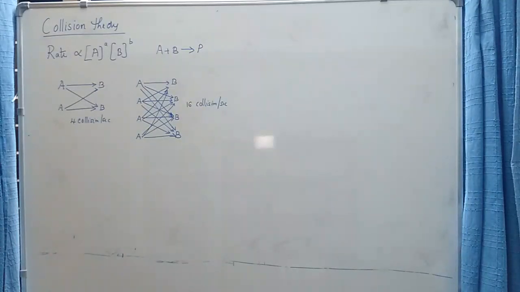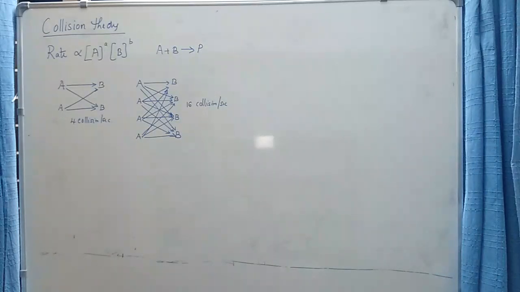In the early stage, the collision theory was developed in order to explain the effect of concentration on the rate of the reaction. If you have a reaction A plus B giving product, the rate equation can be written as: rate is directly proportional to concentration of A to the power a and concentration of B to the power b. Greater the reactant concentration, faster is the reaction. So it was not a surprise to propose that the rate of the reaction should be directly proportional to the number of collisions taking place between the reactant molecules.